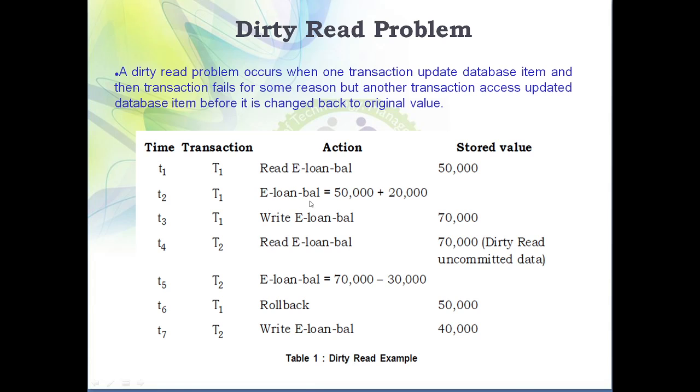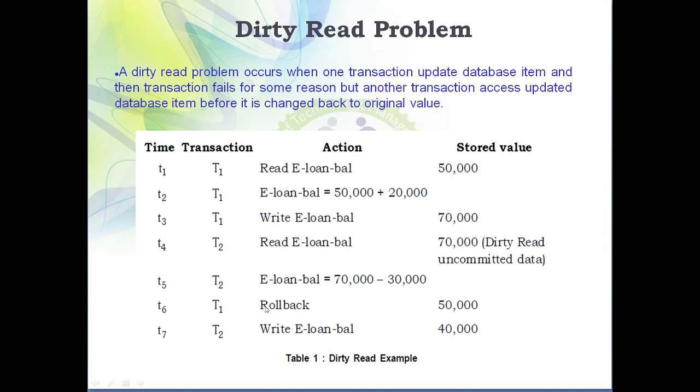Though T1 has read the initial value of e-loan, that is 50,000, then added 20,000 and then written the value, here transaction T1 is not committed. And at the same time transaction T2 comes and it is going to read the value of e-loan, that is 70,000, and then deducts 30,000 from it, and after that there is a rollback.